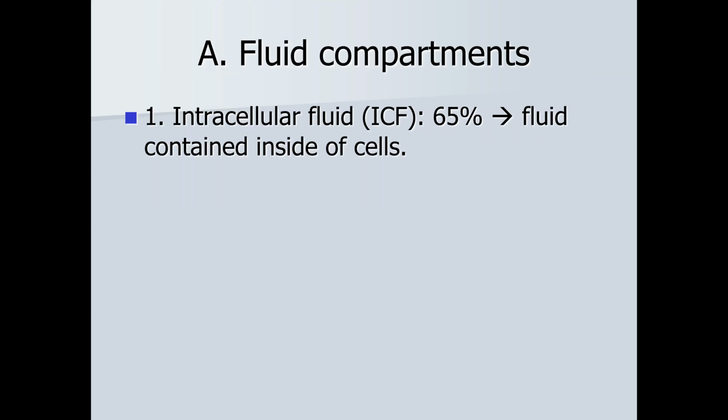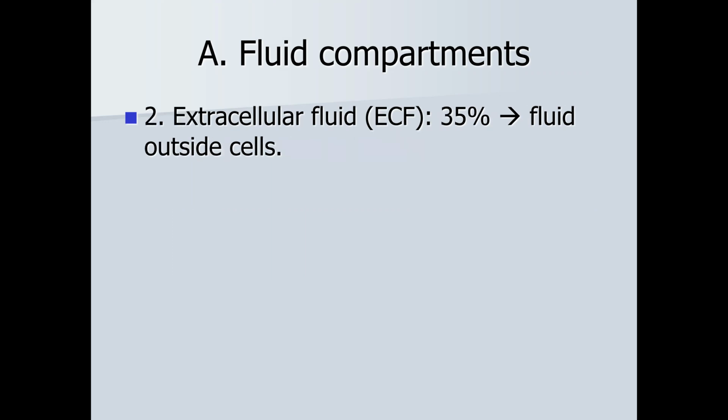So remember, big overall concept, we have two compartments. It's either inside the cell or it's outside the cell. The other one we have is extracellular fluid, okay? If the other constitutes 65%, this constitutes 35%. Now, the extracellular fluid has two compartments. It has the interstitial fluid that surrounds the cell, and then it has the fluid that's inside the vascular system. But that's still fluid outside the cell.